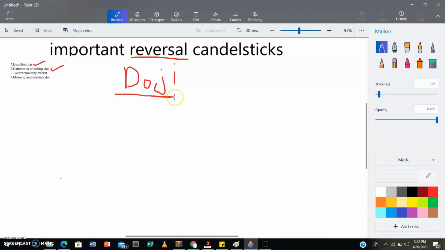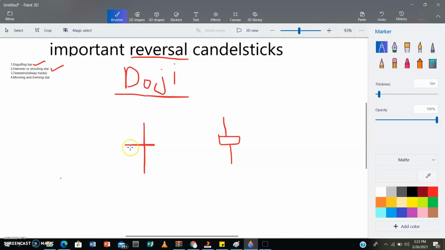The doji candlestick is basically an indecision candlestick, which either looks like this, or it looks something close to this, with a small body right here. So on the doji, the open price and the close price of the candlestick are at the same position. This indicates indecision in the market. The market is not going up or down. Usually, if this happens, anything can happen in the market.